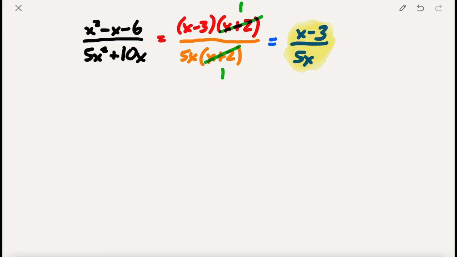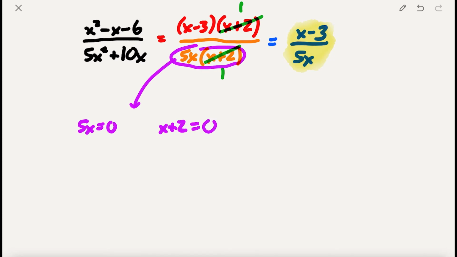Okay, the second part of the problem does say to find the excluded values. So I'm going to use where it's completely factored right here to find these excluded values. So we would have 5x is equal to 0 and x plus 2 is equal to 0. And we solve both of these out. We have x equals 0 as one of the excluded values and x equals -2 as the other excluded value. All right, let's work on the next problem here.